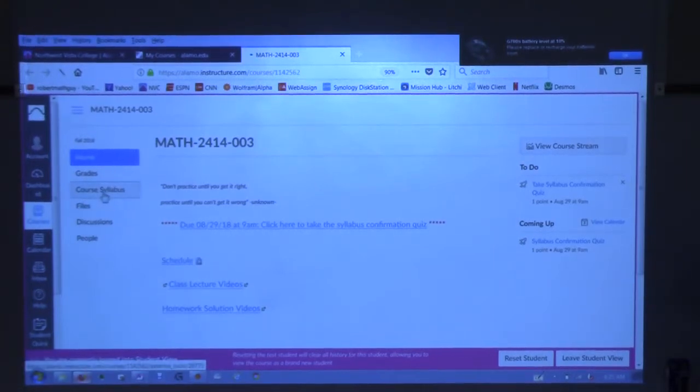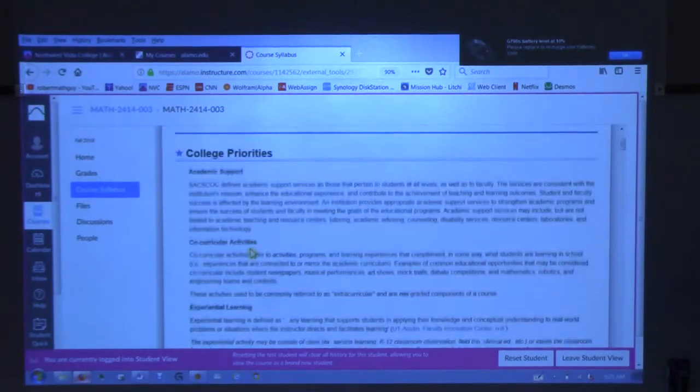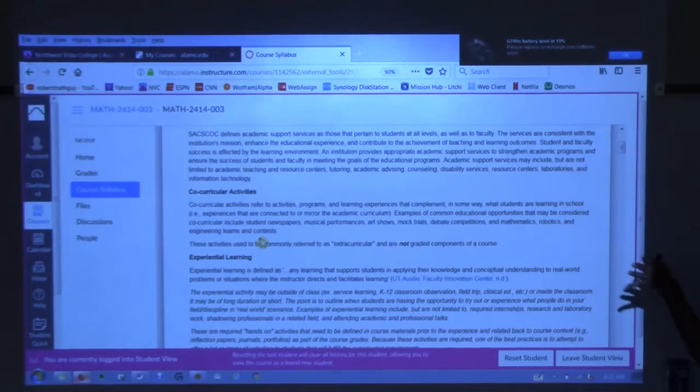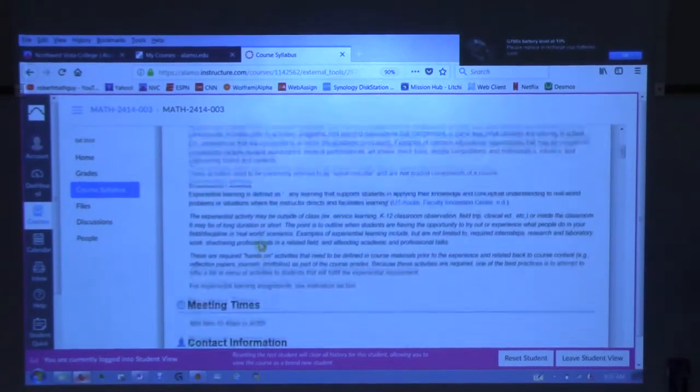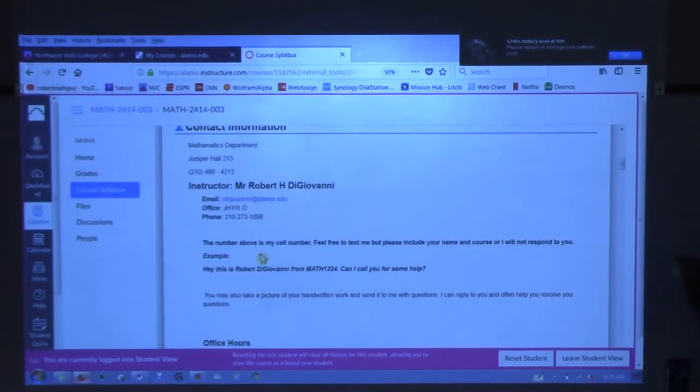Now the syllabus is just this monster document. This whole first part, college priorities, I actually have no control over. That was put in there. I can't move it, I can't do anything with it, so it has to be there. And then it has my contact information. I'm not going to go through the whole syllabus. That's the whole point. I don't want to read through this.